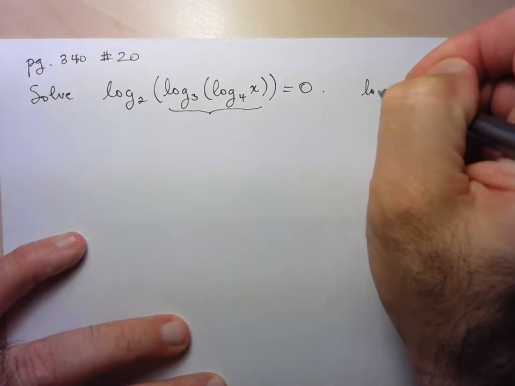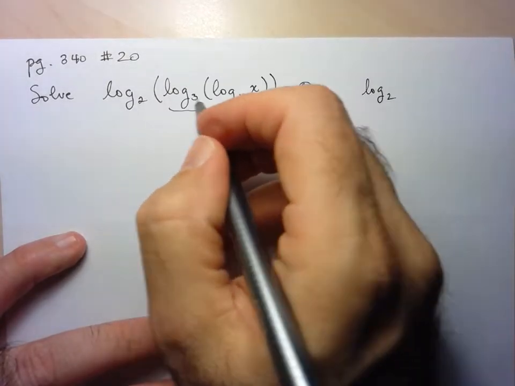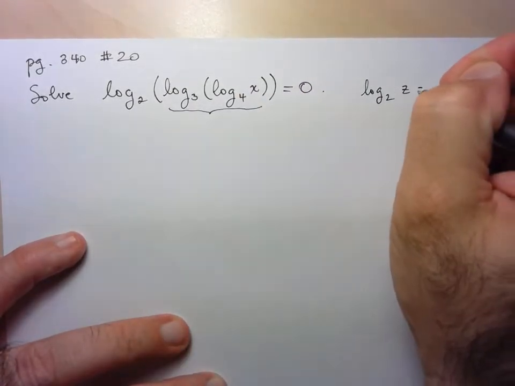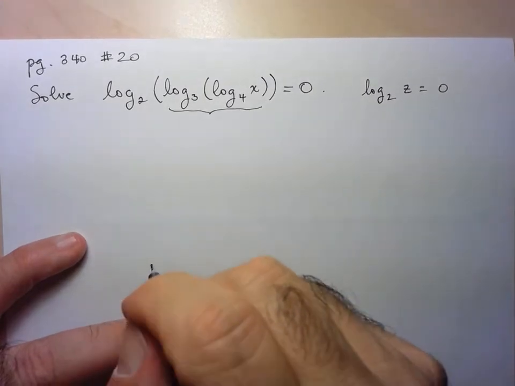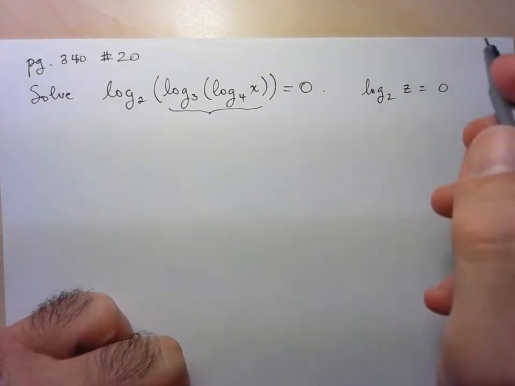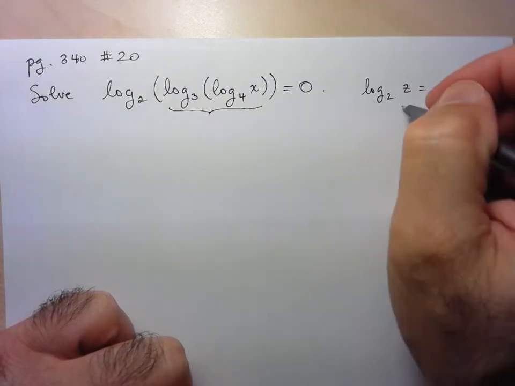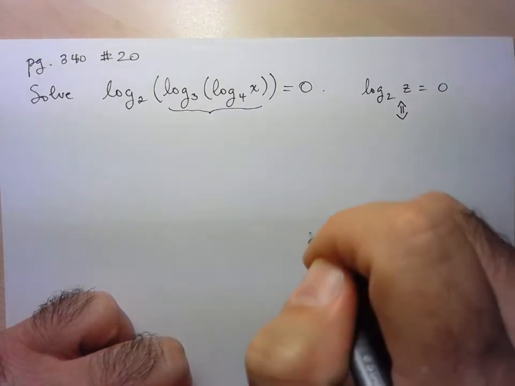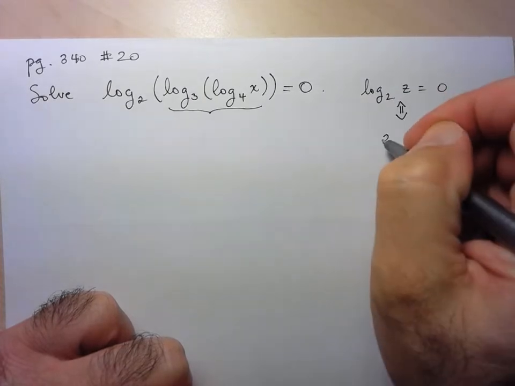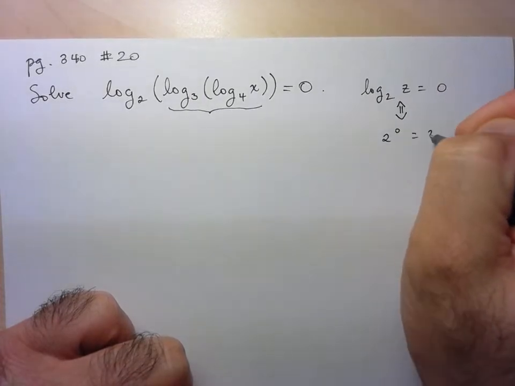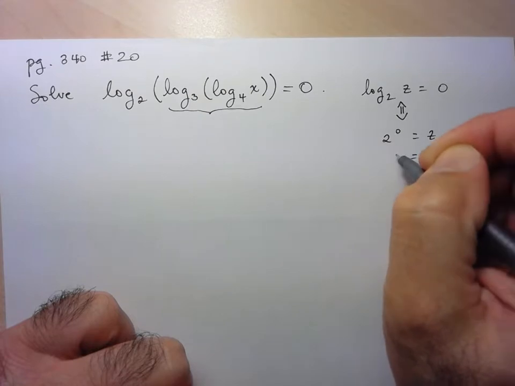Think of this as log base 2 of, and I'll call this whole thing z, and that's equal to 0. So if you take this expression, you can rewrite this as an exponential expression, because remember, this is equivalent to writing base 2 exponent 0 is equal to z. So z is equal to 1.